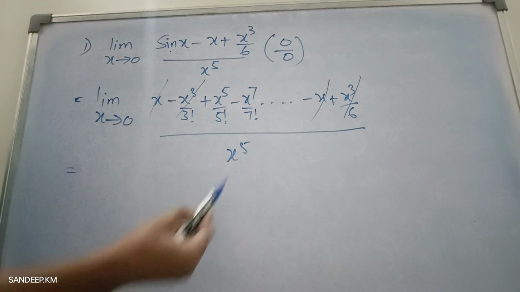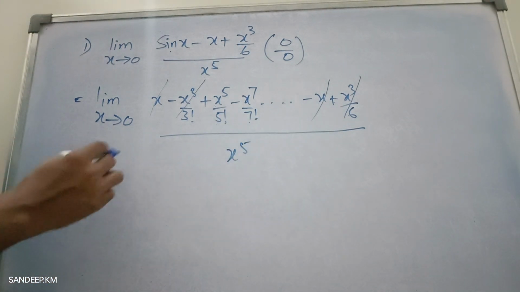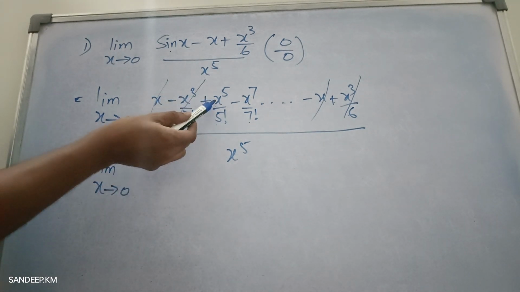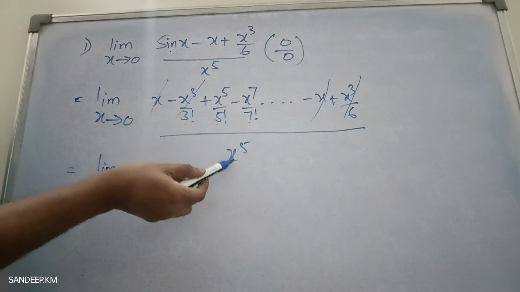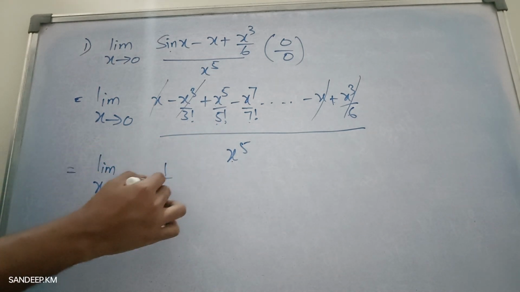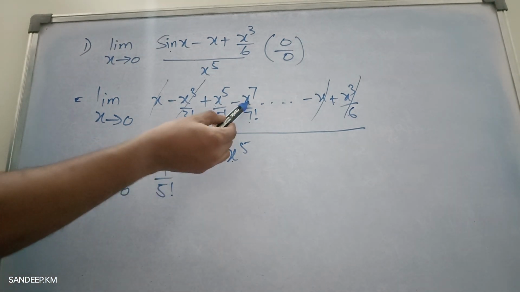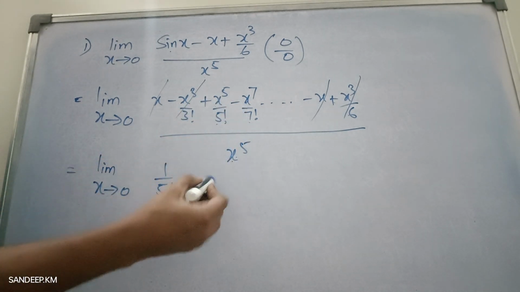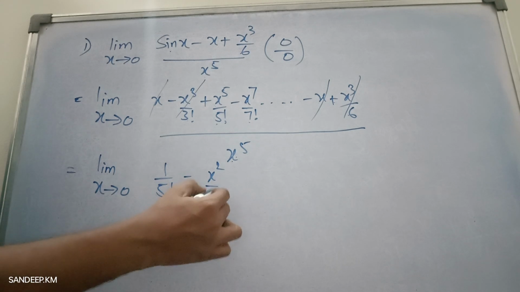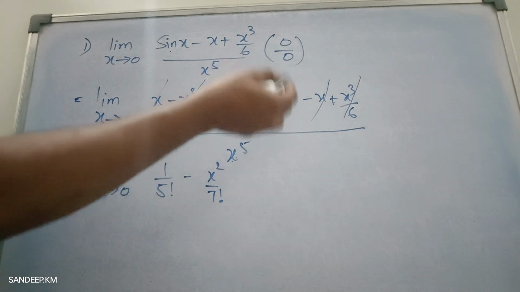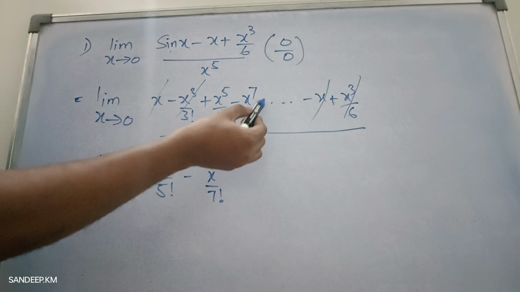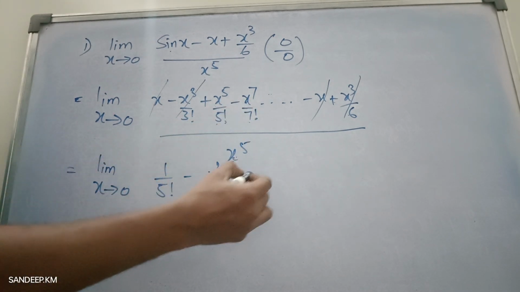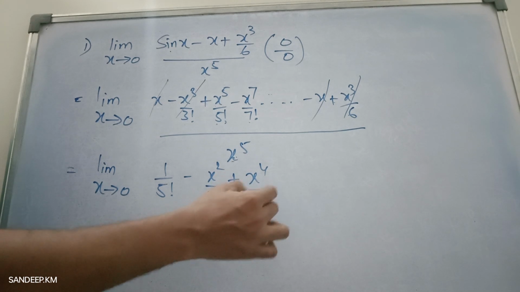Now x power 5 is a common denominator. We can separate it to all terms. What will you get? Limit x approaches 0, x power 5 by 5 factorial divided by x power 5. So you will get 1 by 5 factorial. Correct? x power 7 divided by x power 5, what is it? Minus, as it is. x power 7 by x power 5 is x square. In the denominator we have 7 factorial. If you write one more term, it will be plus x power 9 by x power 5, which will be x power 4, with denominator 9 factorial.